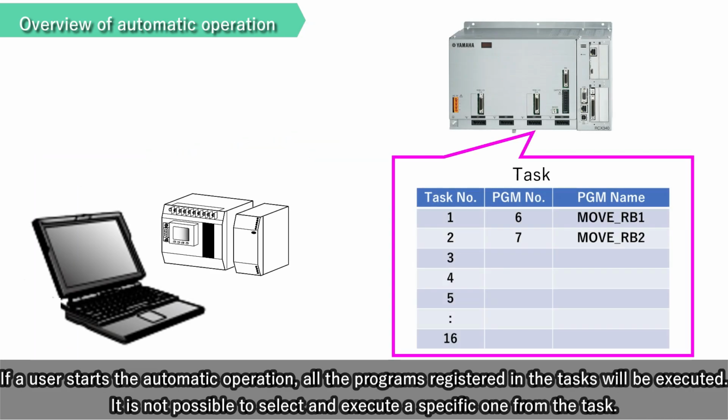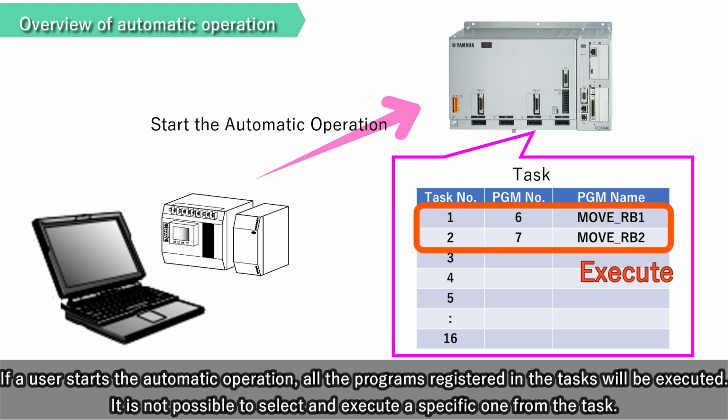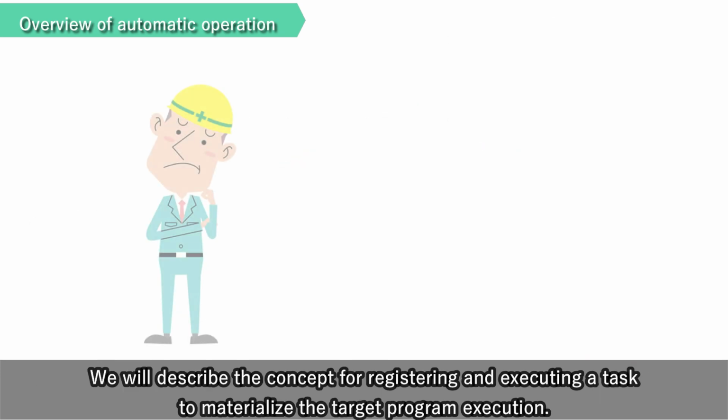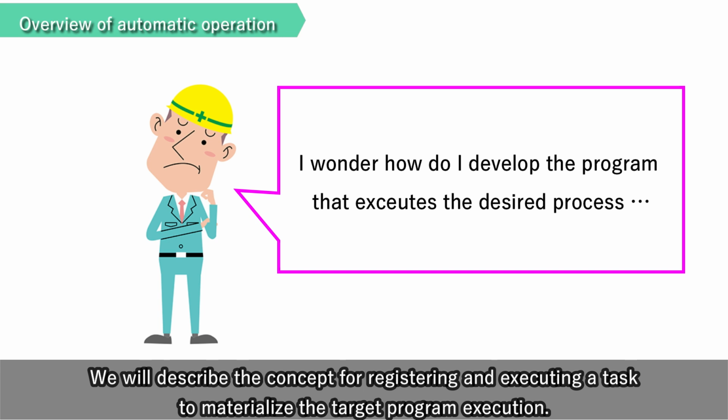If a user starts the automatic operation, all the programs registered in the task will be executed. It is not possible to select and execute a specific one from the task. Users need to register the created programs and tasks according to the flow of the target program execution. We'll describe the concept for registering and executing a task to materialize the target program execution.